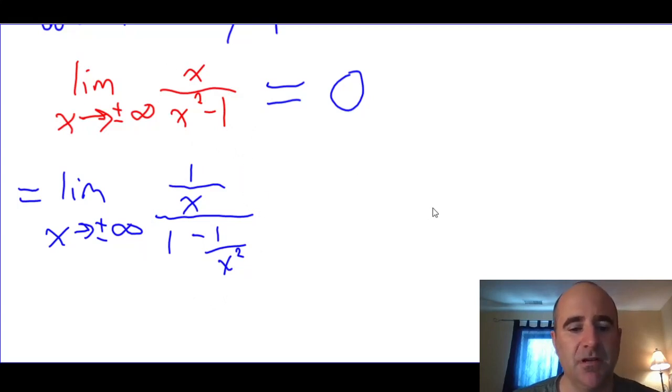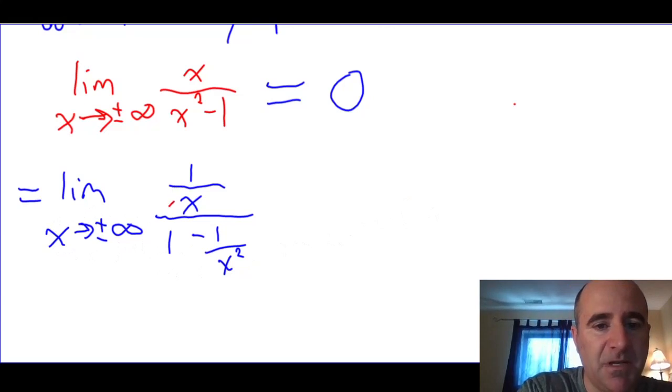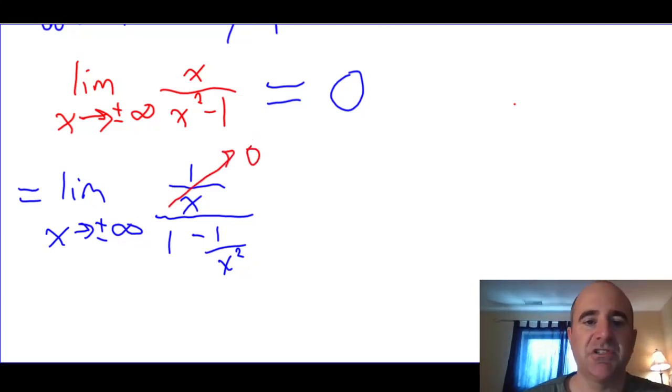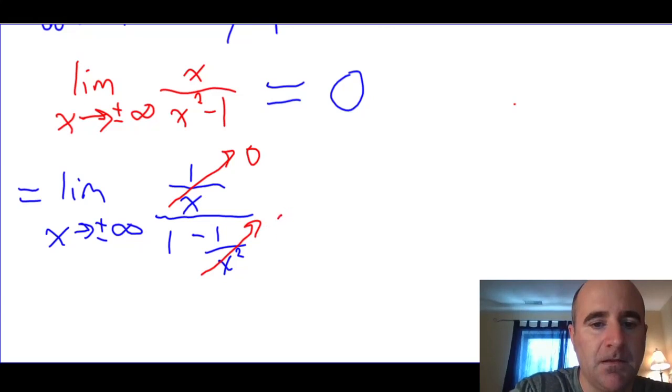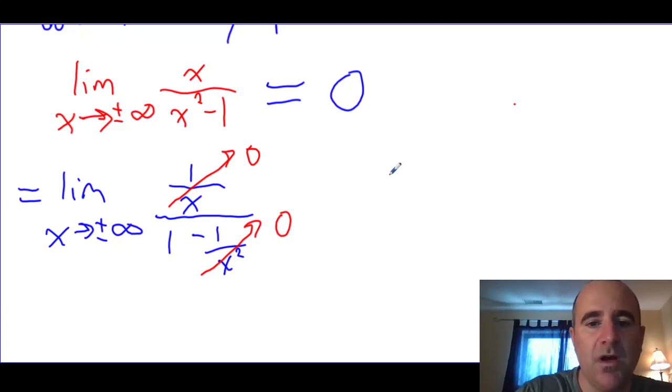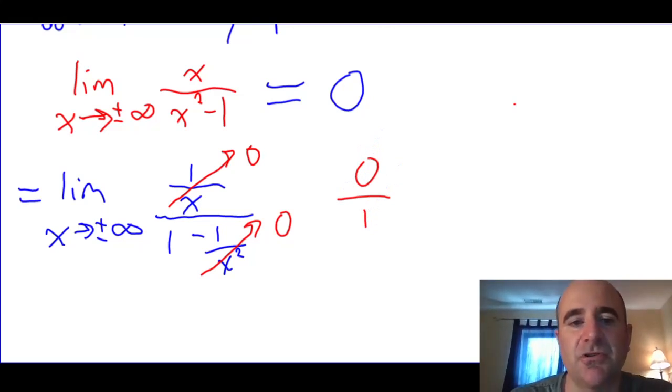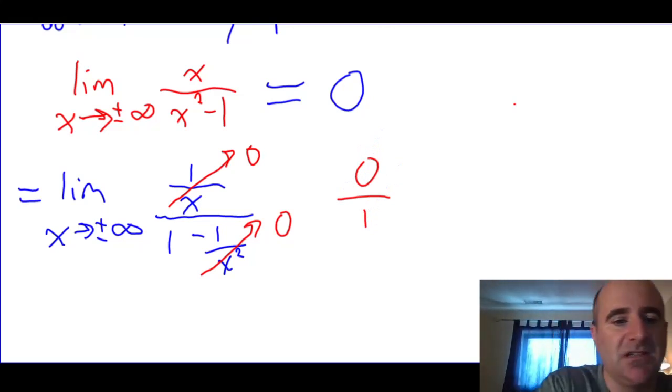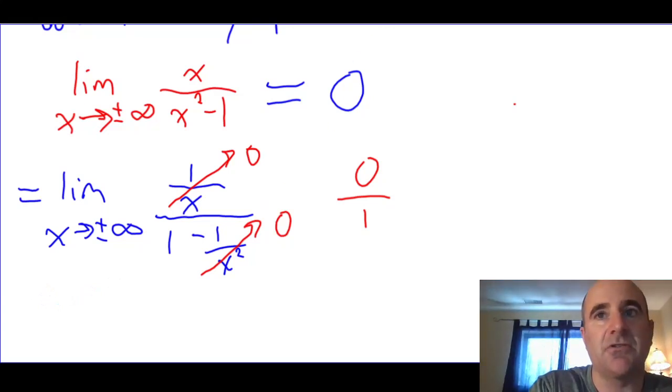It helps with limits because now we can imagine what happens as x gets really, really big. As x gets really, really big, 1 over x becomes 1 over a big number, which gets closer and closer to 0. 1 stays as 1, but this also becomes a very small number as x becomes big. So we end up getting a fraction like 0 over 1. The top approaches 0, the bottom gets closer and closer to 1. That's equal to 0.